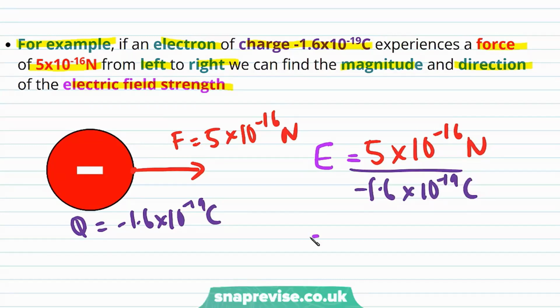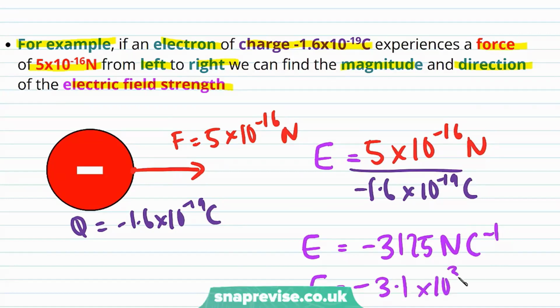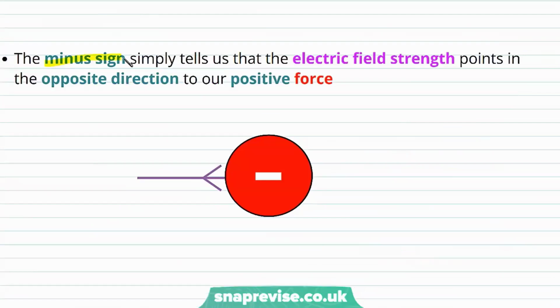And so we find that our electric field strength is minus 3,125 newtons per coulomb, or to two significant figures, minus 3.1 times 10 to the 3 newtons per coulomb. The minus sign on our electric field strength simply tells us that the electric field strength points in the opposite direction to our positive force.